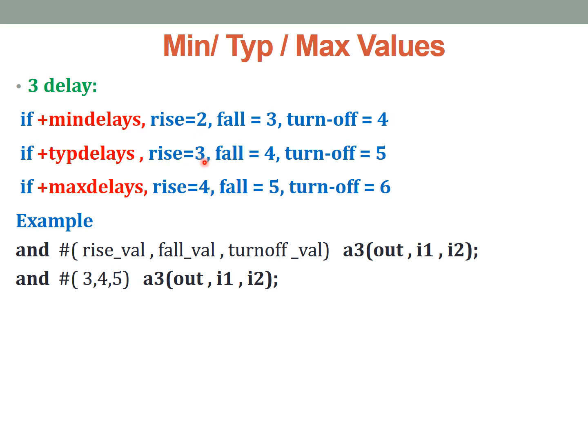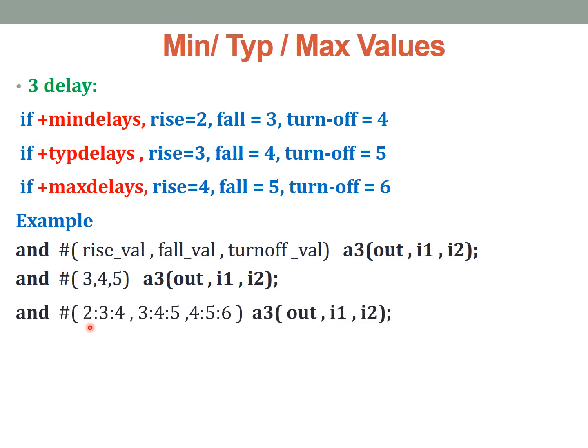So go to the rise time, we have 2, 3, 4. 2:3:4 is the rise time, minimum, typical, maximum values. Fall time 3, 4, 5. So 3:4:5, the minimum, typical and maximum fall delay. Similarly, turn off is 4, 5, 6. So 4:5:6, minimum, typical and the maximum turn off delay.